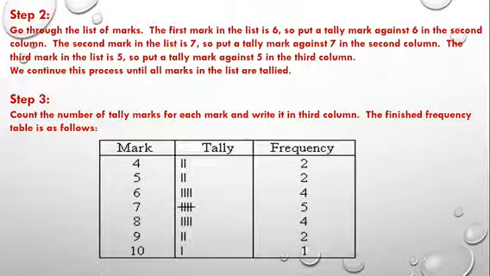And then the same thing for 5. There are 5 marks scored by 2 students. 6 marks was scored by 4 students, on and on like that. So this is what your frequency table looks like.